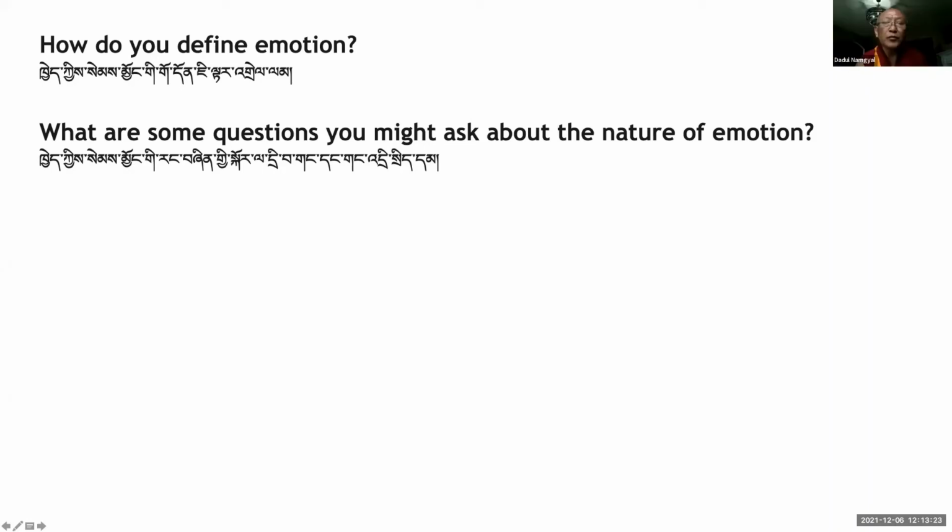So this is group six, and they have attempted this question. From the Tibetan translation of emotion into Semyon, it seems to point more towards feeling, but they wonder whether what you call emotion might include perception, such as seeing a flower. Would that vision of a flower, that perception of a flower, be included as emotion or not?